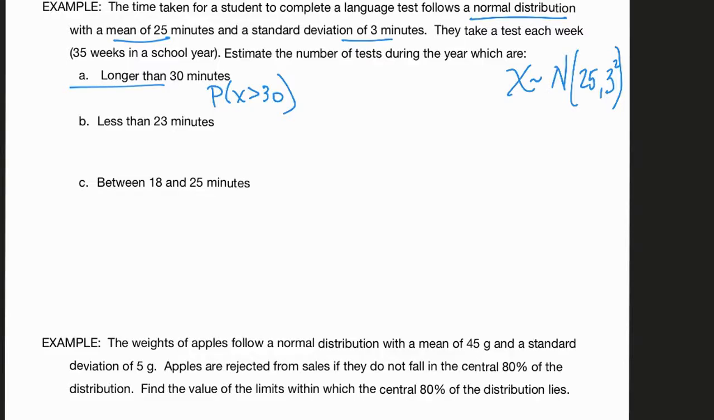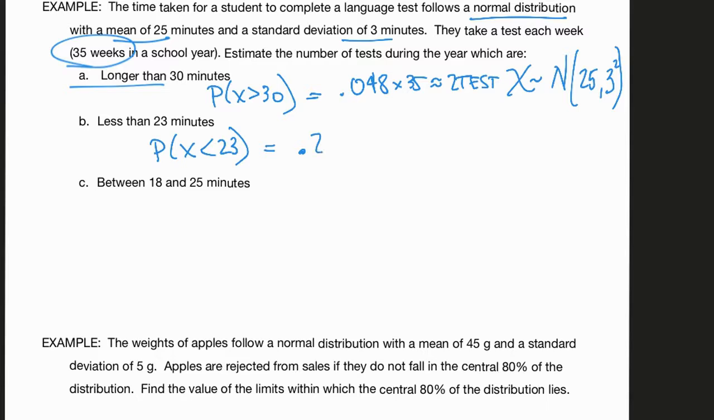When you do this in your calculator, you will get 0.048. Now keep in mind, that's for 1 week, okay? But there are 35 weeks in the school year, so we're going to multiply this by 35, and we will get approximately 2 tests. For this one, if we want less than 23 minutes, we want the probability that X is less than 23. Your calculator will give you an answer of 0.252, and again, you have to multiply that by 35 weeks, which gives you approximately 9 tests.